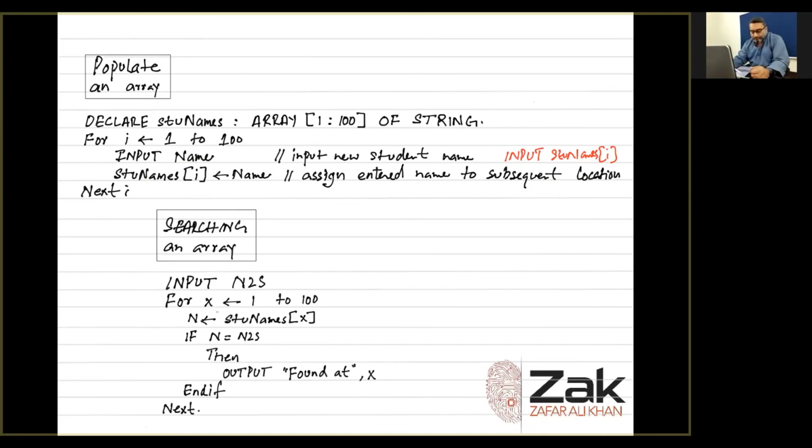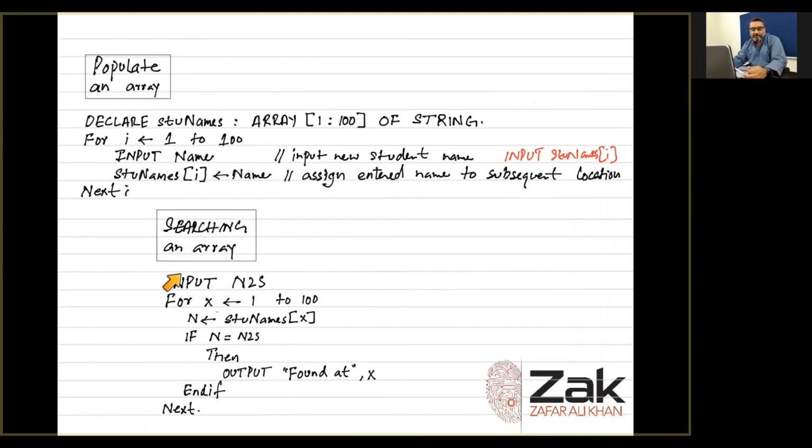Now, searching an array. As with population, the operation is over the complete array. Similarly, searching. So let's say we have got 100 student names. I want to search for a particular name. Then I input that name in this variable, name to search. This might be a good identifier, but sometimes it is confusing. So it is name to search.